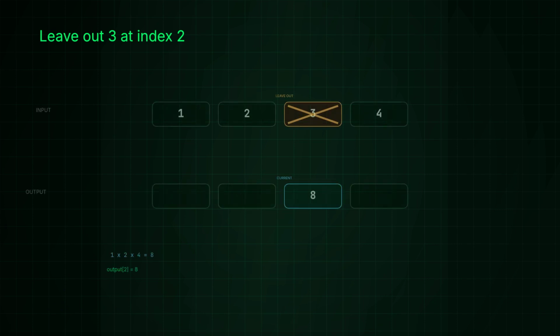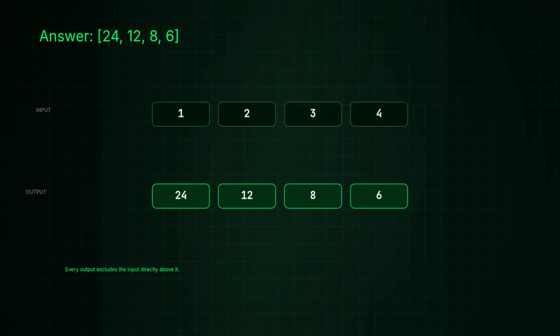Look at index 2, which contains 3. Leave out 3 and multiply 1, 2, 4. That product is 8, so output index 2 contains 8. Apply the same exclusion rule at every position. The products are 24, 12, 8, 6. The expected output is 24, 12, 8, 6.